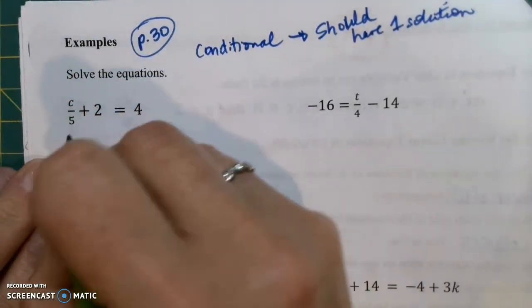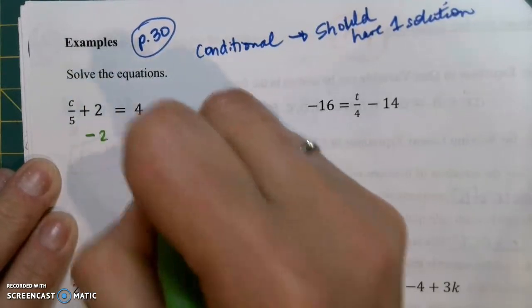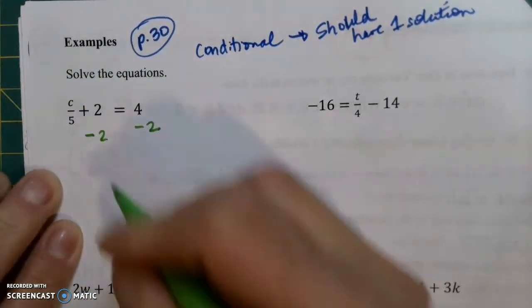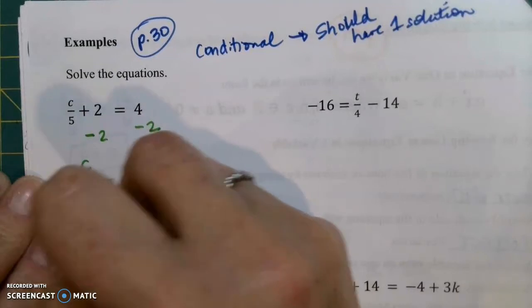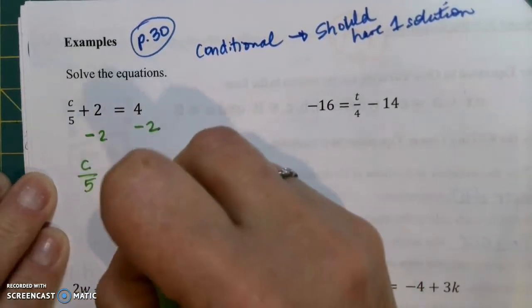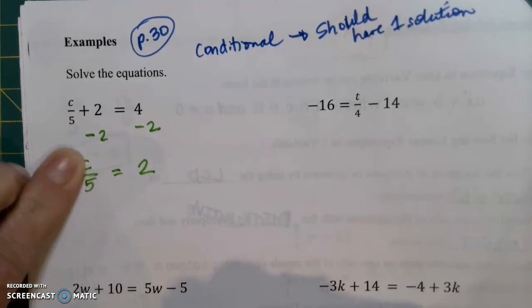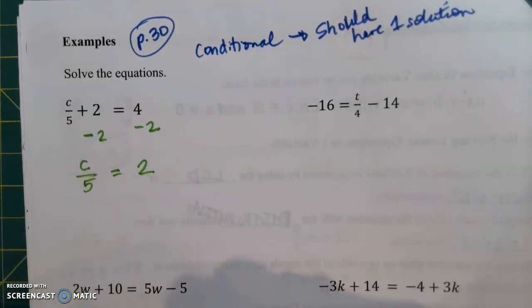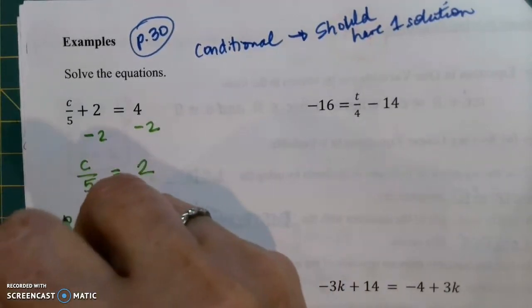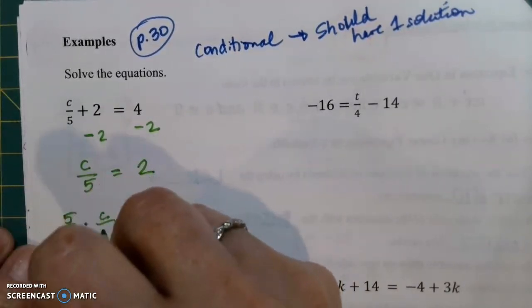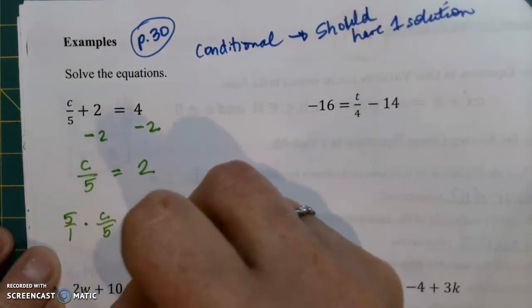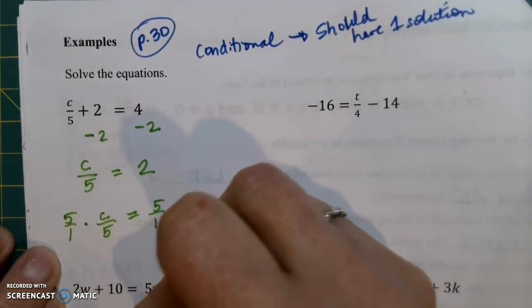And since it's added, I'm going to undo it by subtracting. So I'll subtract 2 from both sides. That will give me C divided by 5 on the left and 2 on the right. And since it is dividing by 5, I am going to undo that by multiplying by 5. So 5 over 1 times C over 5 is going to be the same as 5 over 1 times 2 over 1.